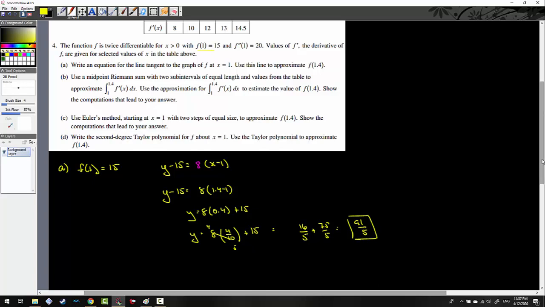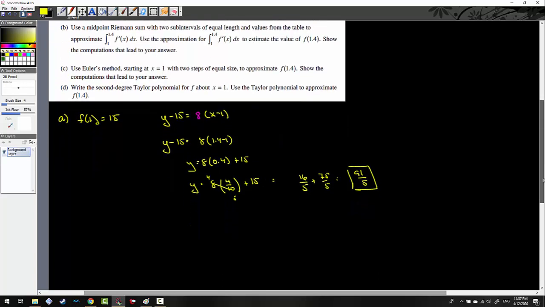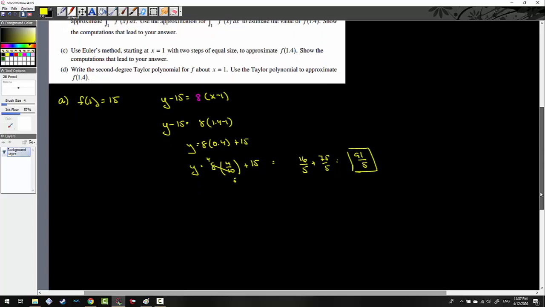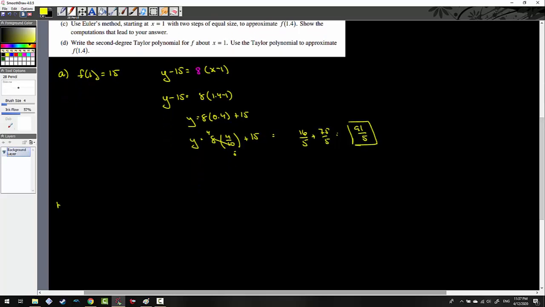Okay, let's go and move on to part B. Part B says use a midpoint Riemann sum with two subintervals of equal length and values from the table to approximate the integral from 1 to 1.4 of f prime of x dx. And then we will use this approximation to estimate the value of f of 1.4 and show the computations that lead to the answer. So I think what this problem is trying to get us to do here is find multiple ways of solving for f of 1.4 and see how they're all a little bit different from each other. So let's go ahead and do this midpoint Riemann sum here.